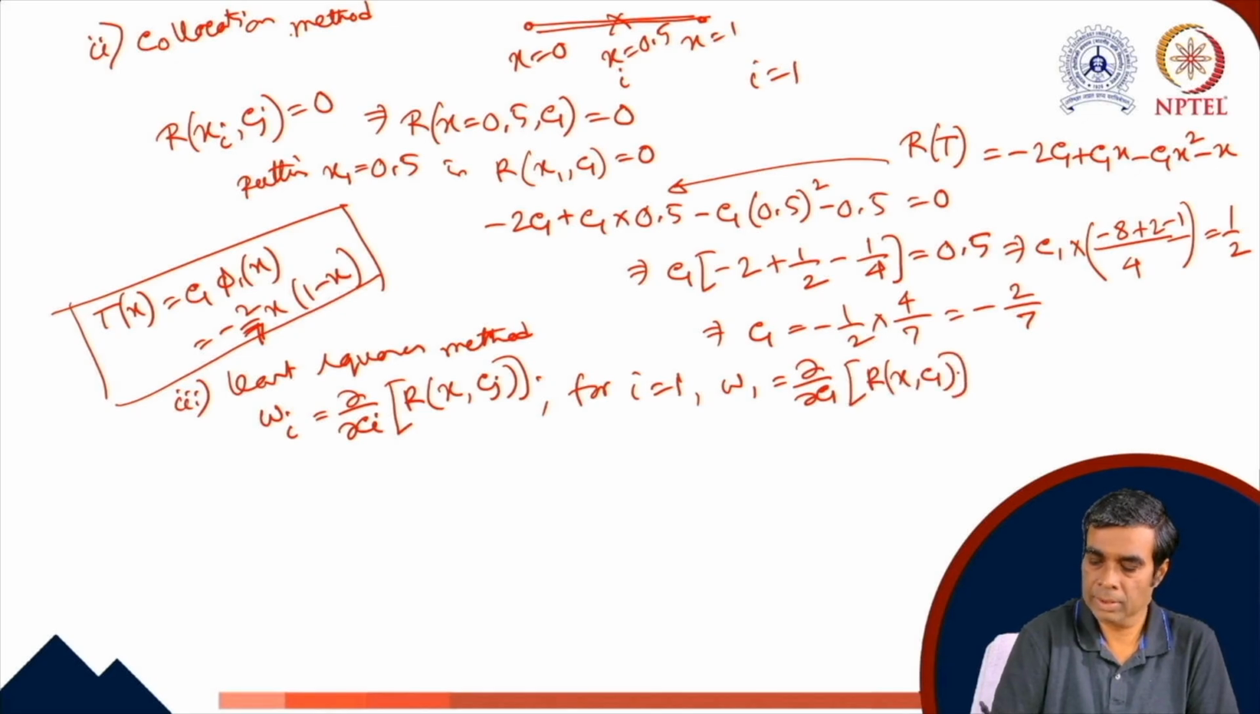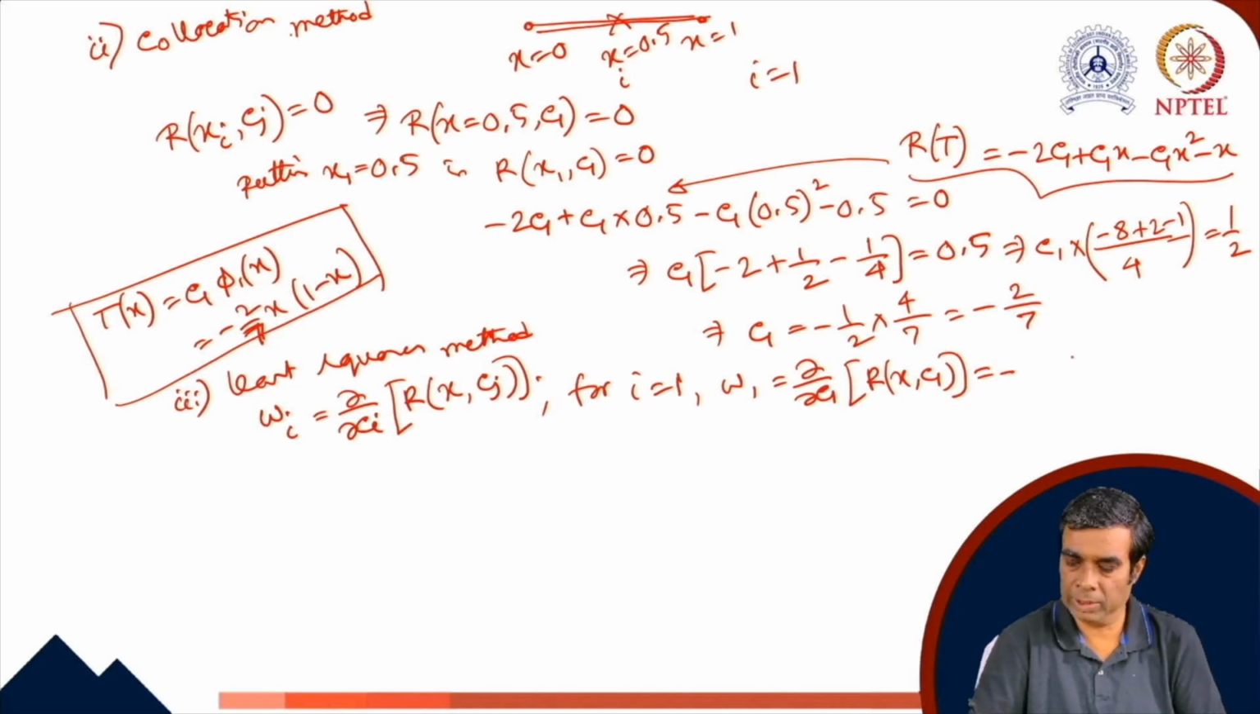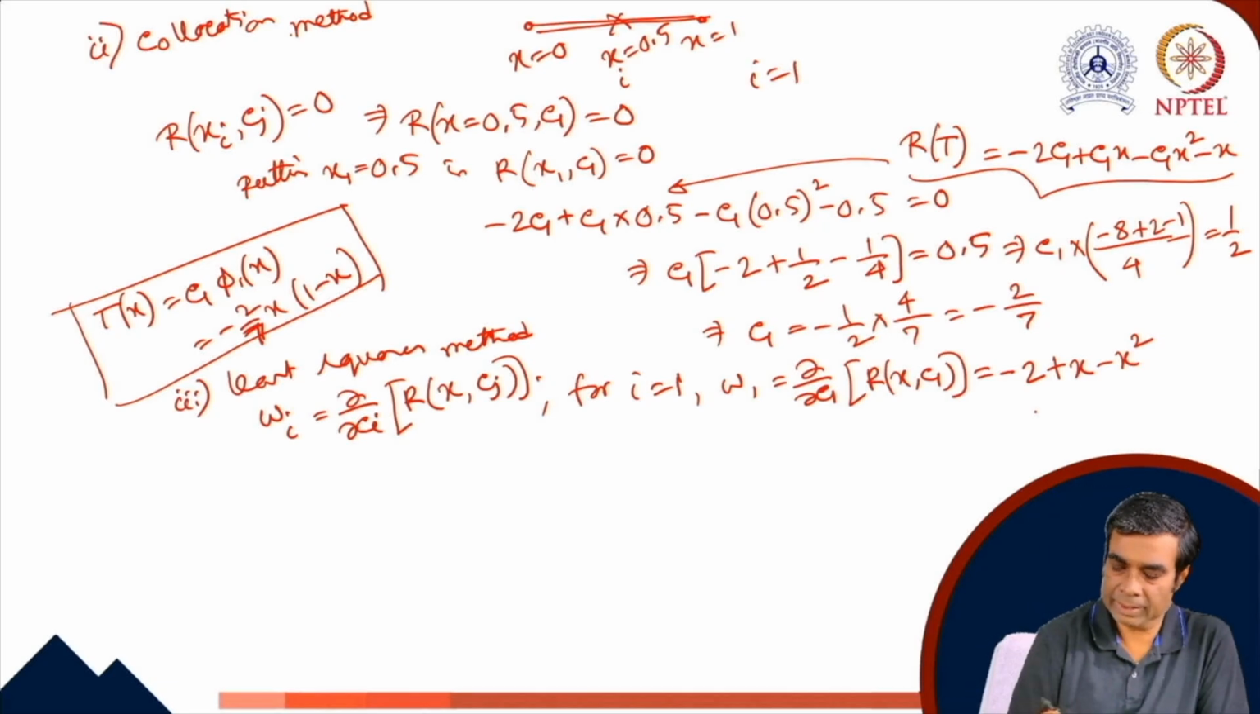R means we can write x also, no problem: R of x comma c1. If we take the derivative of this with respect to c1, it gives us minus 2 plus x, then minus x square. So the weight function is minus 2 plus x minus x square.